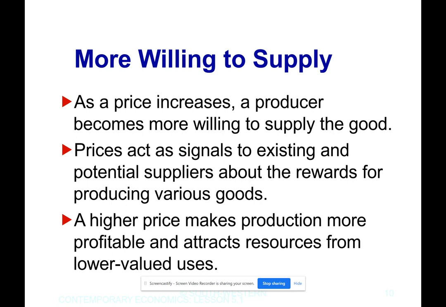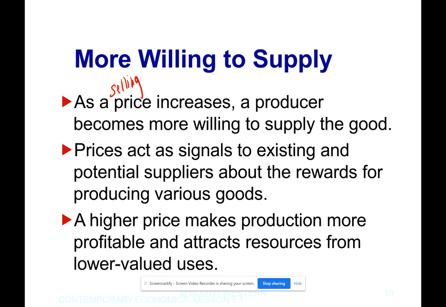More willing to supply. As a price increases, a producer becomes more willing to supply the good. I said this earlier, right? If the price can go up, not the price to make it. Keep that in mind. The price that it's sold, the selling price, as that increases, a producer becomes more willing to supply this good. Price acts as a signal to existing and potential suppliers about the rewards for producing various goods. Do I want to produce this good? You know what? I'm not really going to make a great profit off of it. I'm not going to supply that much of that good.